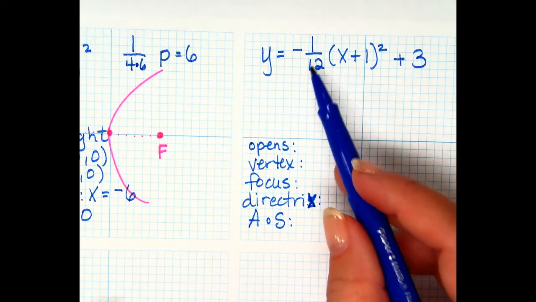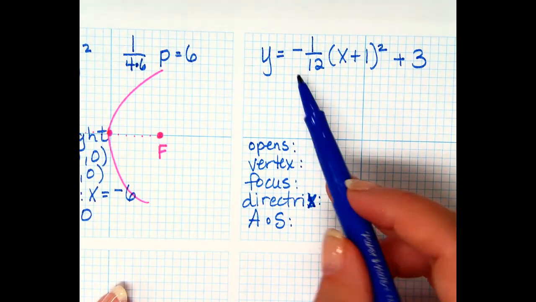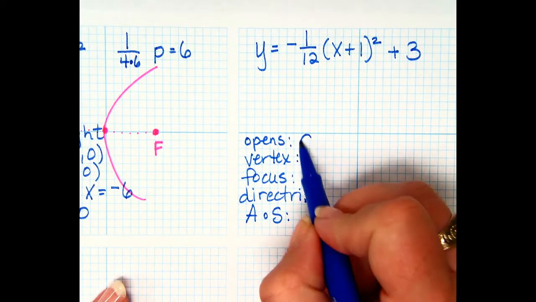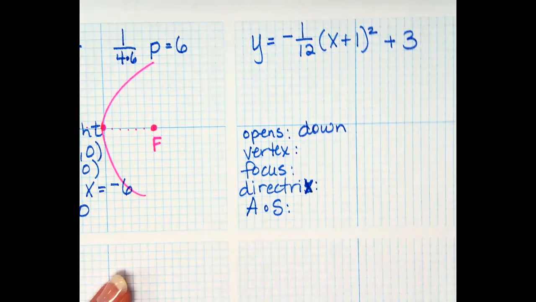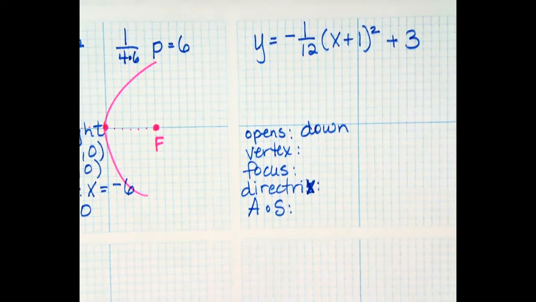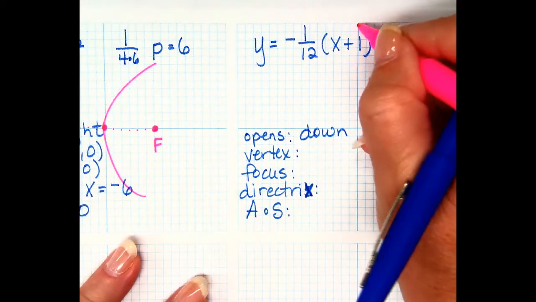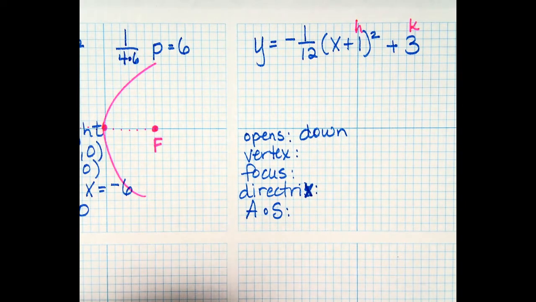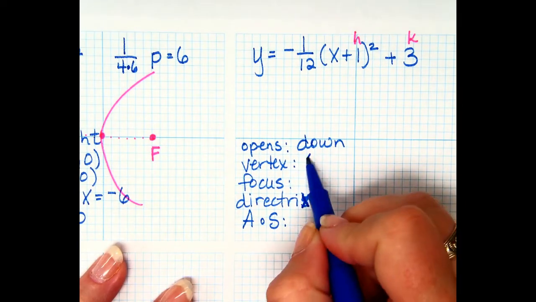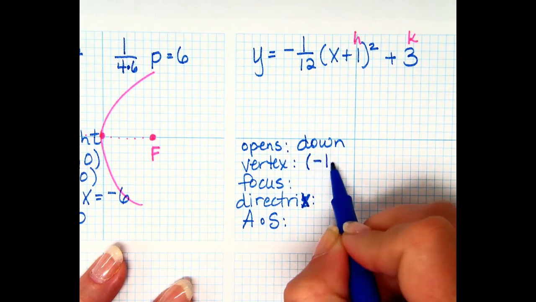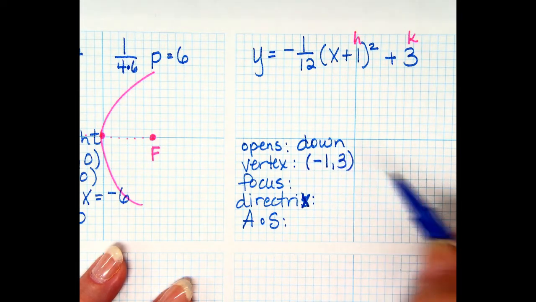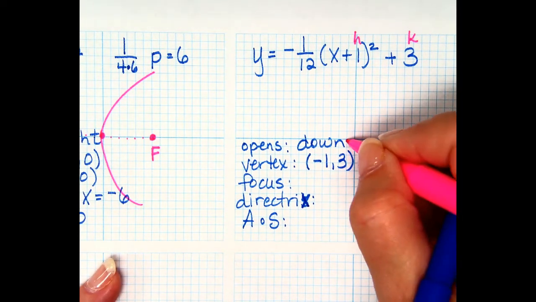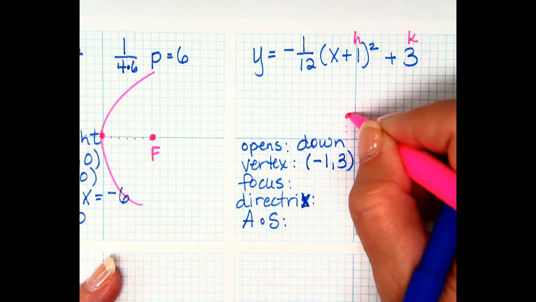Which direction does this open? Why do you think it opens down? Because it's negative, right? So this opens down. Where is the vertex? H, K. So where is the vertex? Negative 1, 3. Very good. Okay. So the vertex is at negative 1, 3.